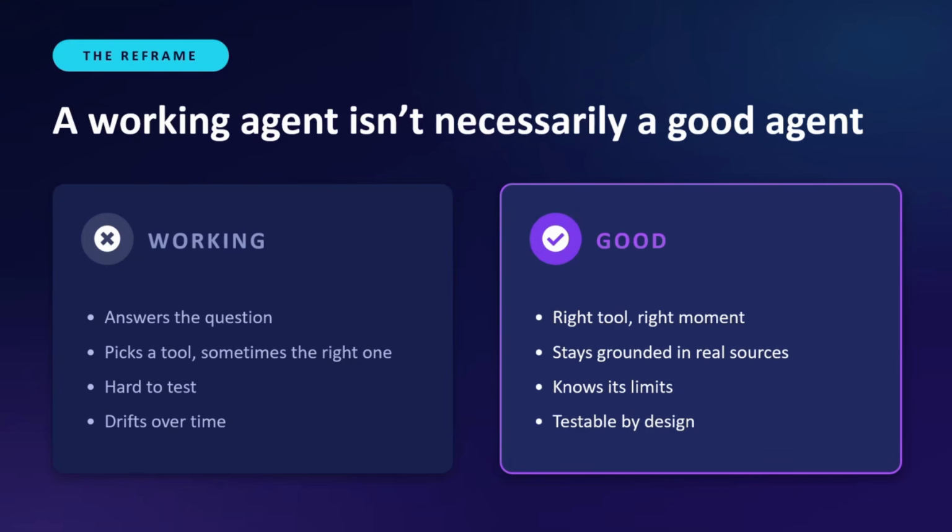Whereas a good agent will choose the right tool at the right moment, and we'll go a little bit as we progress through this evening as to how to build a good agent. It stays grounded in real sources. It also knows its limits, right? And it is testable by design. So something new that I've been picking up, it's probably been around for quite some time, it's just only recently that I've started using it, is the evaluation tool. It comes when you're building agents in Copilot Studio, and it helps you evaluate the response of your agents. So that is pretty neat.